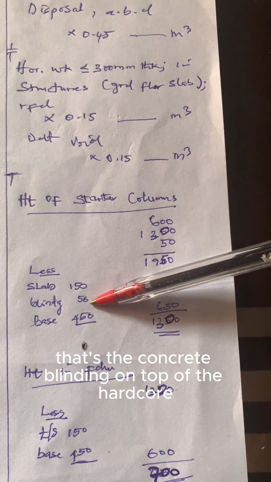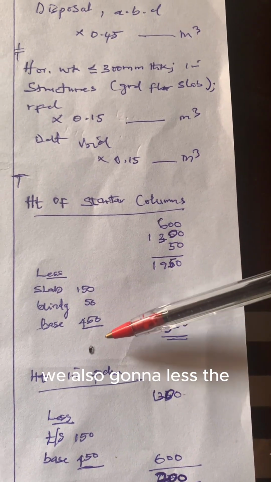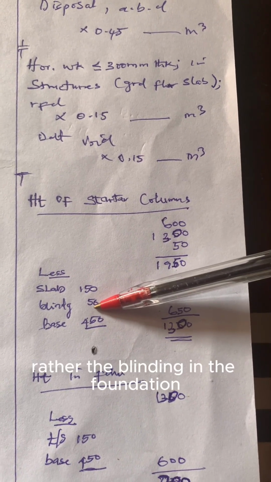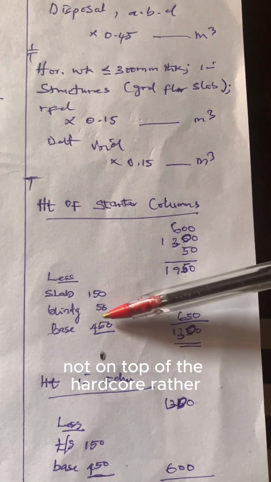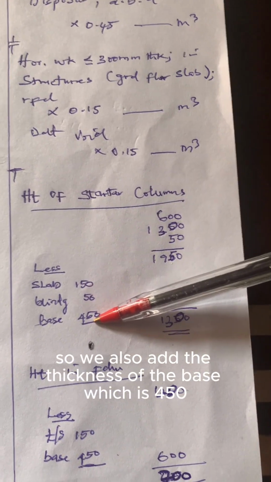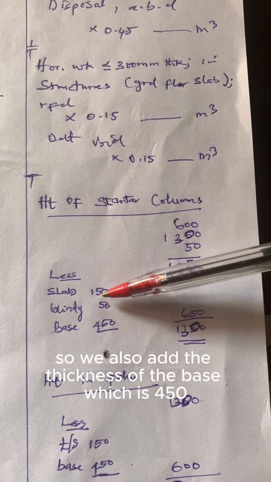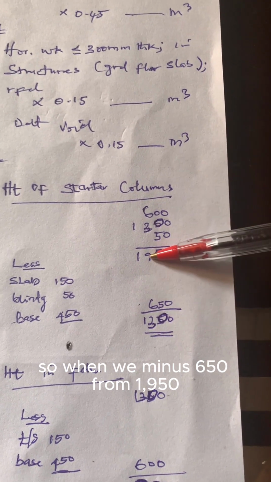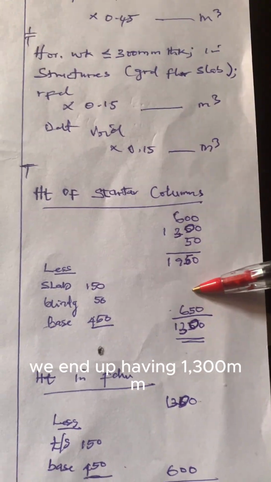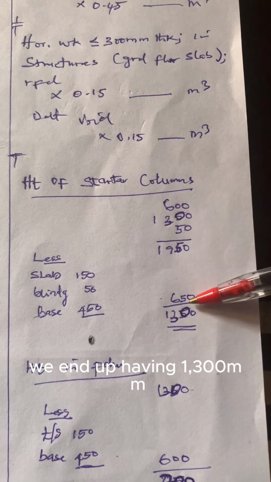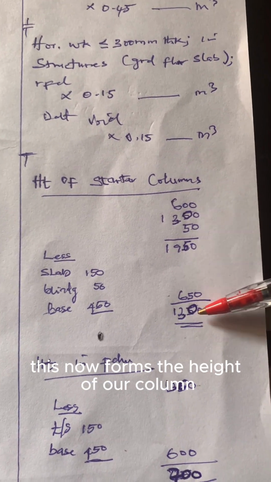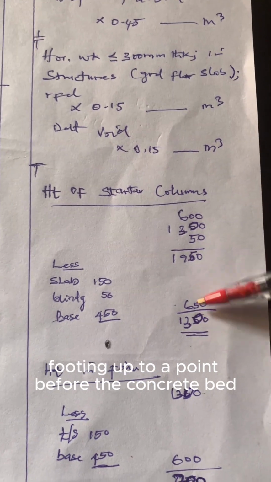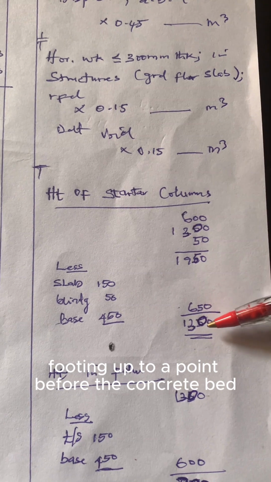The height of the column will also less the thickness of the blinding, which is 50. That's the concrete blinding on top of the hardcore. We are also going to less the blinding in the foundation, not on top of the hardcore rather. We also add the thickness of the base, which is 450. When we add all this, it gives us 650. So when we subtract 650 from 1950, we end up having 1300 mm. This now forms the height of our starter column, from the foundation footing up to a point before the concrete bed.